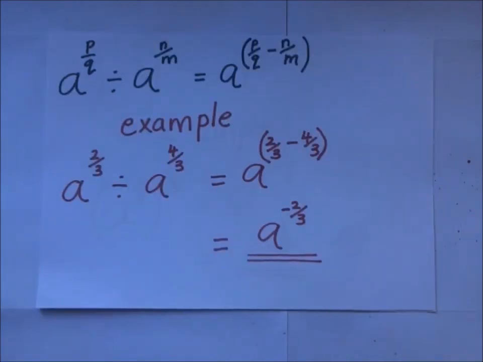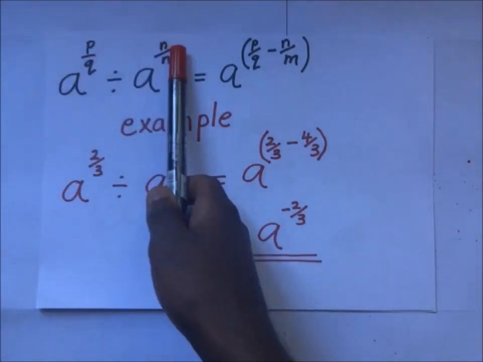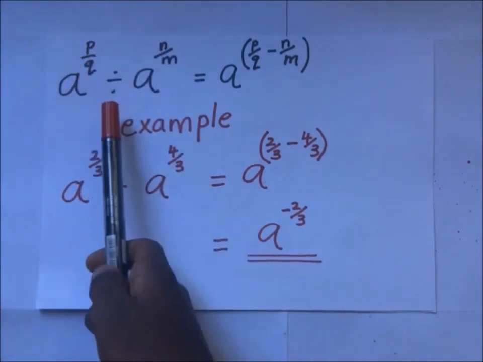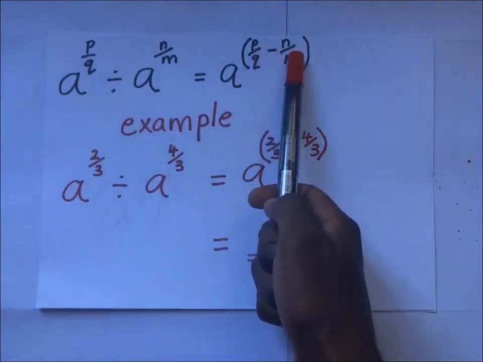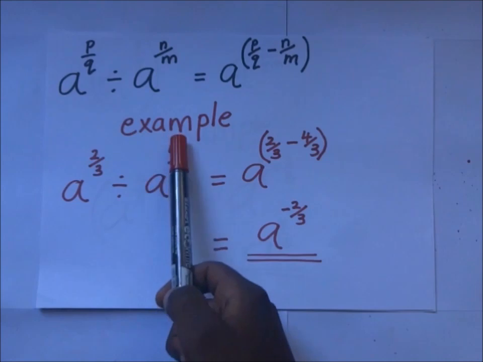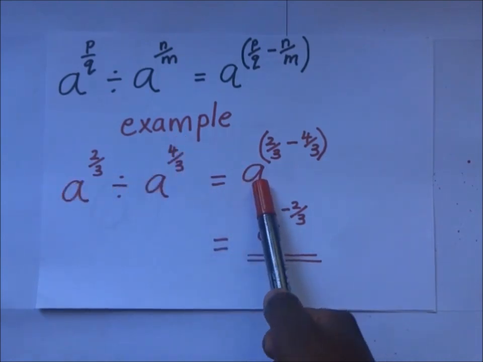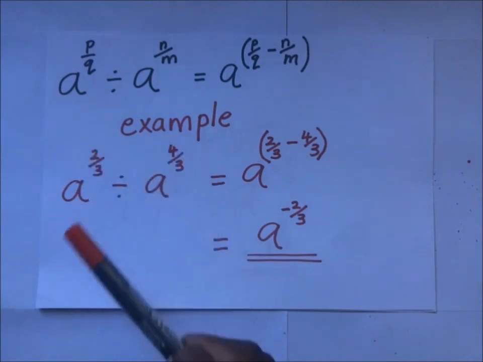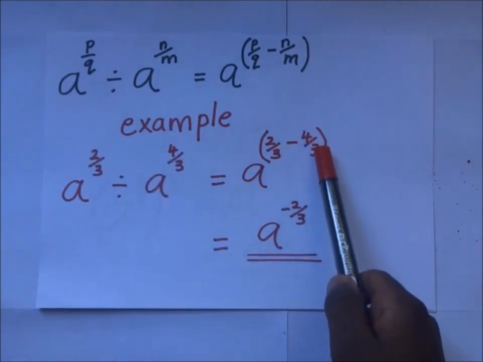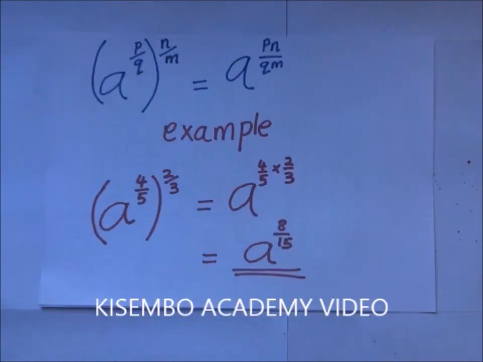When we are dividing, it's just like before. When we are dividing indices, if they have the same base, we subtract the powers. So right here, it's p over q minus n over m. In our example, it is a to the power 2 over 3 divided by a to the power 4 over 3. Because the a is the same base, we shall maintain the base, but what shall we do to the powers? We shall subtract them, which is 2 over 3 minus 4 over 3, and our answer will be a to the power negative 2 over 3.